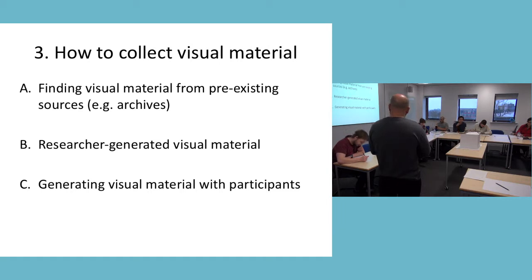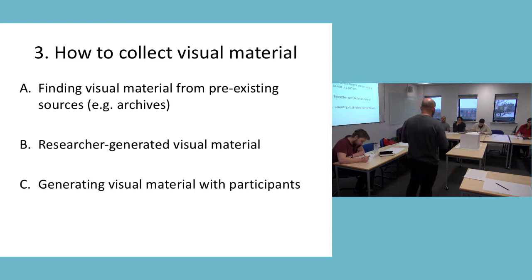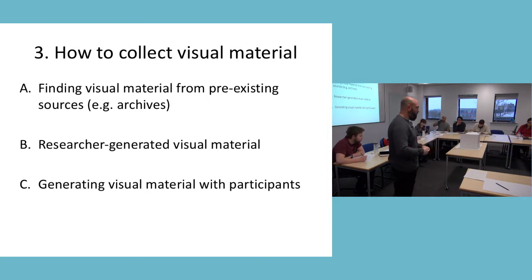All right. So the three are finding visual, so collecting from existing sources, existing images that already exist out there in the world, and collecting them and looking at them and analyzing them. Researcher-generated material, so you as a researcher going out and producing a visual piece. And then finally, working with participants.